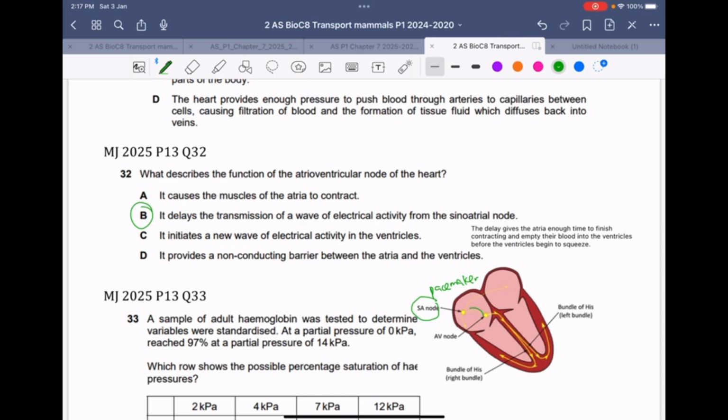So when the impulse they reach the AV node, right, which is in the second node, so they will have a delay. So delay means that 它会有一些延迟. The delay will give the atria enough time to finish the contractions and empty their blood into the ventricles before the ventricle begin to squeeze. So why there's a need of delay 就是为了给这个足够的时间, 让这个 atria, 让这个 atriums, 包括 left and right atriums, 他们可以把所有的这个血 pump to the ventricle, 所以他们需要点时间, 所以 that's why there's an AV delay.